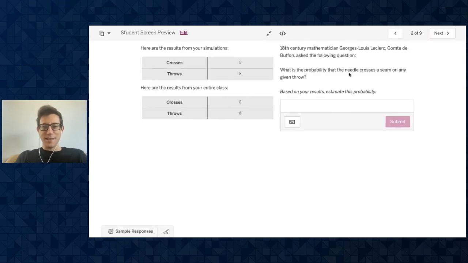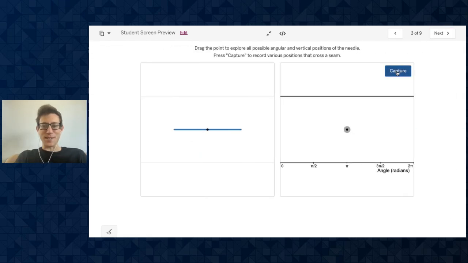On the next screen, they'll estimate the probability of one of these needles crossing one of the lines based on their empirical results. Then they can play around and change the angle, the angular orientation, and the vertical height of this abstract needle and see when it crosses the line. They can capture different places where it does so, try to get a sense of where in this crazy space the crossings happen and where they don't.